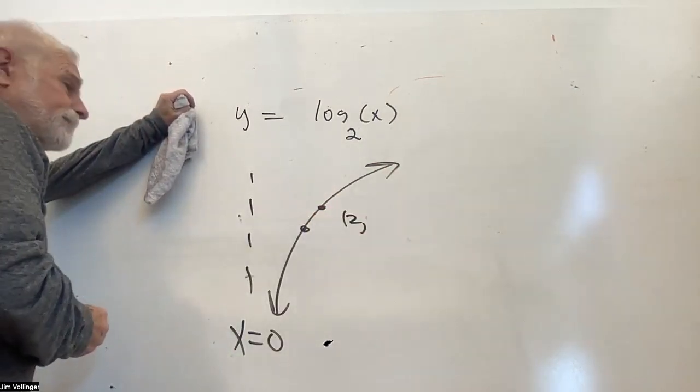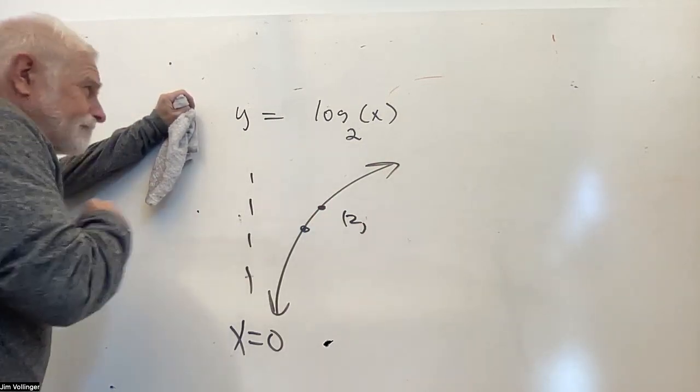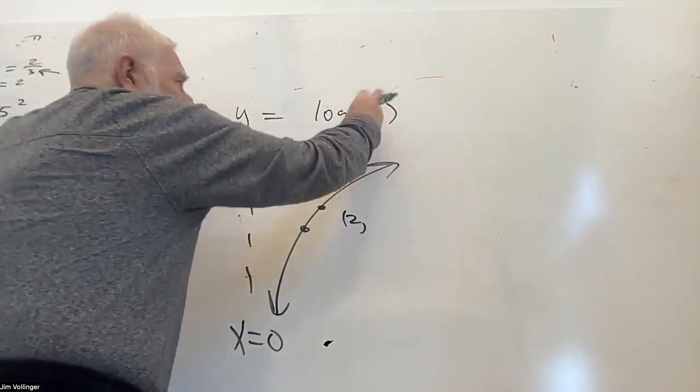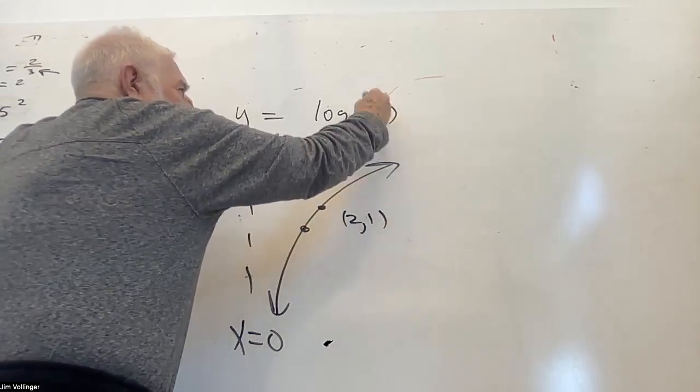Okay, so if this is x equals 2, what do you put on top of a 2 to get a 2? Hope you'd put a 1. What do you put on top of a 2 to get a 4?